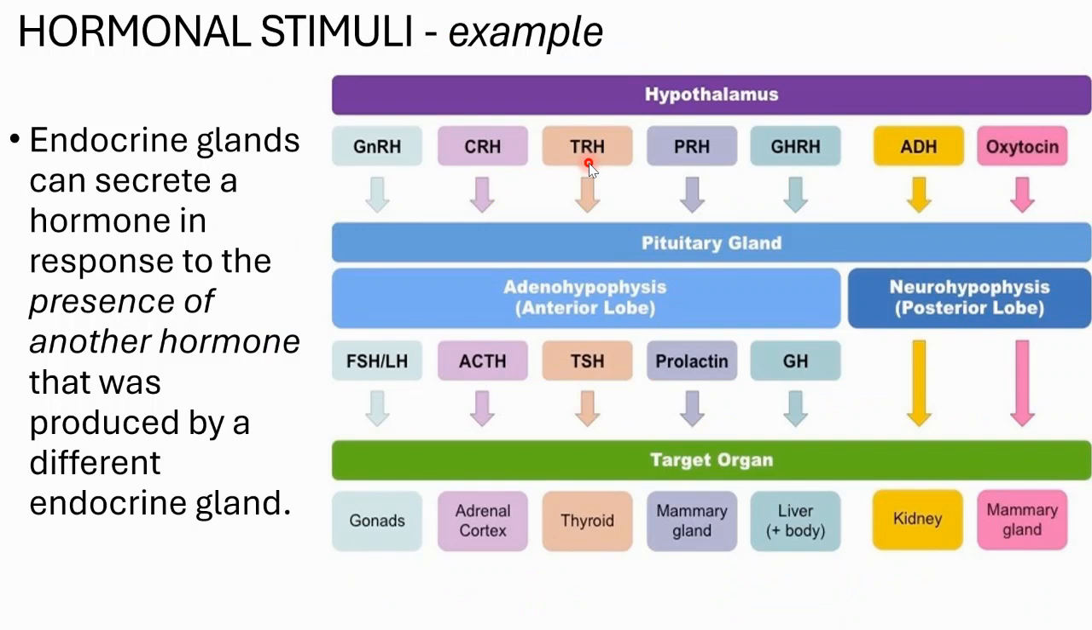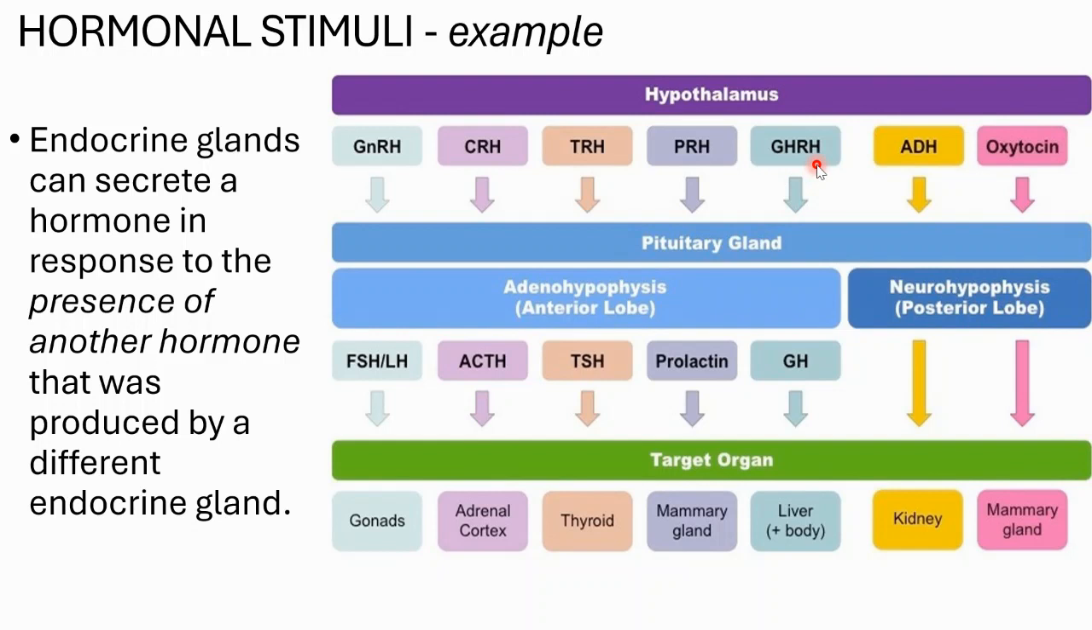You have this paper in lab, if you're in my lab class, and if you're also in the lecture, it should be in the packet there. So this is just an awesome example of hormonal stimuli. We have here the hypothalamus, and as you know, the hypothalamus secretes many, many hormones, and you can see them all listed right here. I've just given you the abbreviation. So we've got gonadotropin releasing hormone, corticotropin releasing hormone, thyrotropin releasing hormone, prolactin releasing hormone, growth hormone releasing hormone.